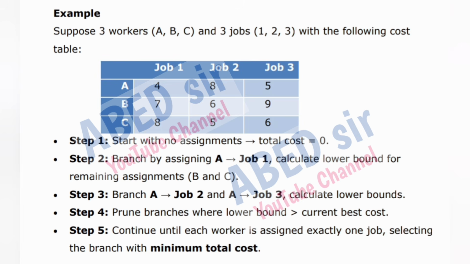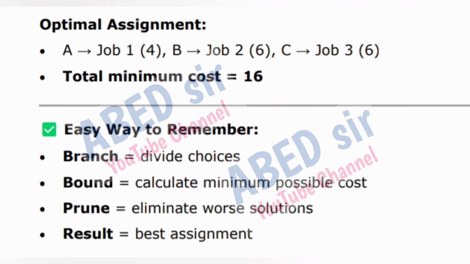Step 2. Branch by assigning A job 1. Calculate lower bound for remaining assignments, B and C. Step 3. Branch A job 2 and A job 3. Calculate lower bounds. Step 4. Prune branches where lower bound exceeds current best cost. Step 5. Continue until each worker is assigned exactly one job, selecting the branch with minimum total cost. Optimal assignment: A job 1, 4, B job 2, 6, C job 3, 6. Total minimum cost is equal to 16.